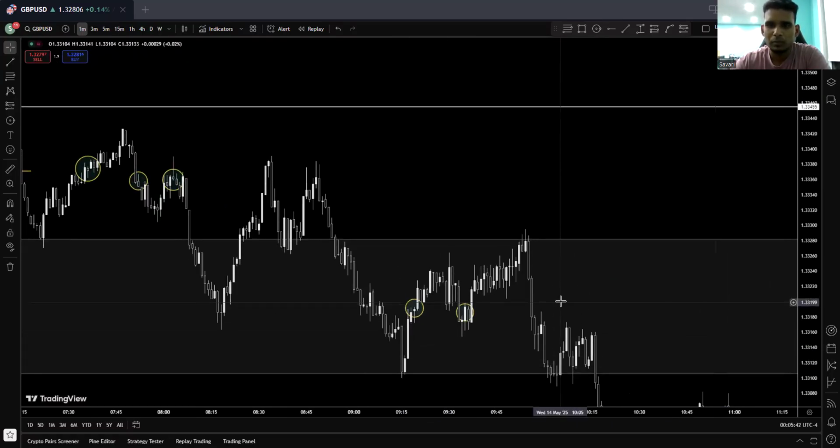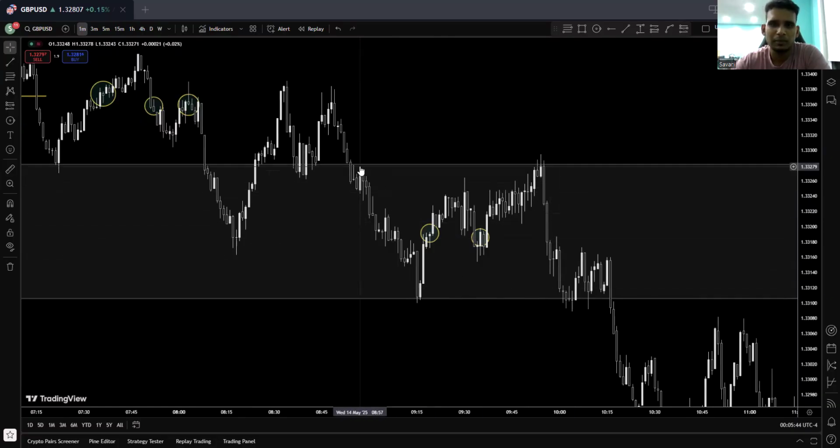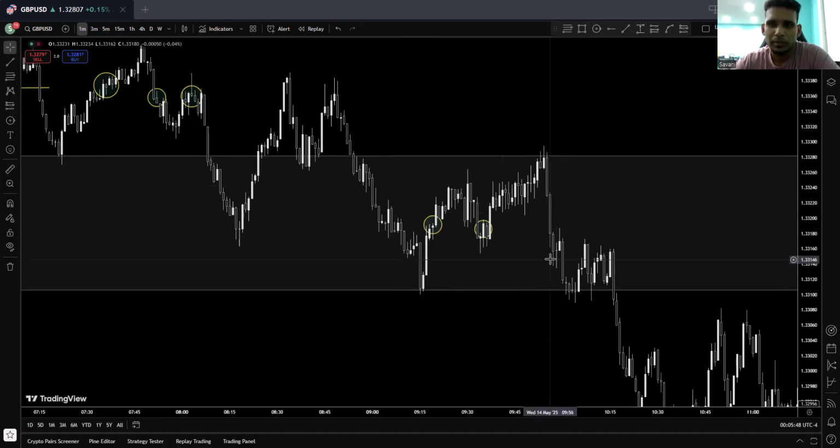I closed once I identified this displacement. I was like, oh no, the bearish continuation is going on. I closed all my trades. Once this low got swept inside this fair value gap, I just moved my stop from this point to this point, and it also got stopped out at the very next candle. That's it.